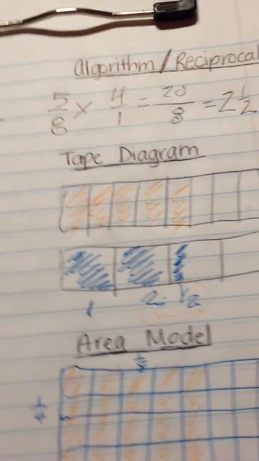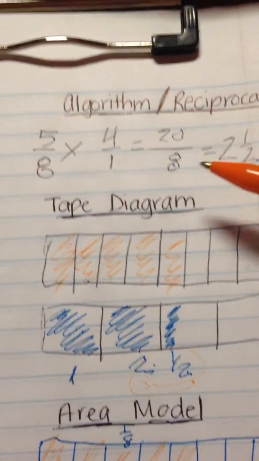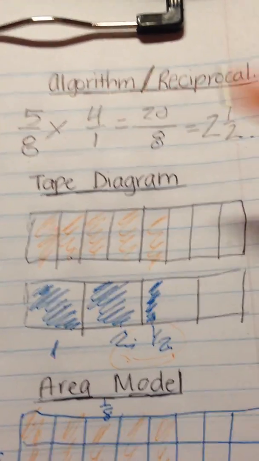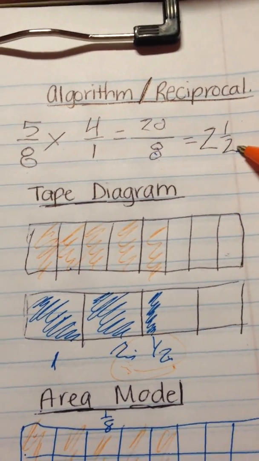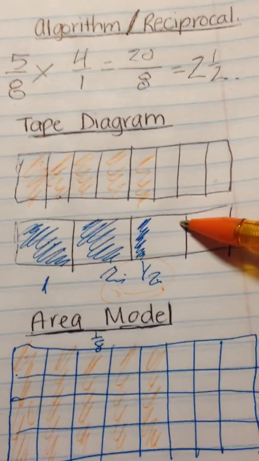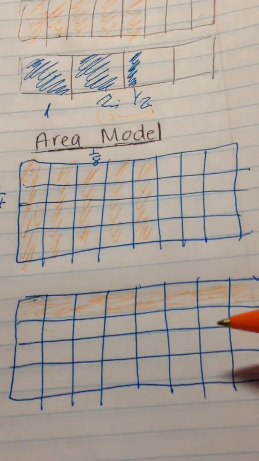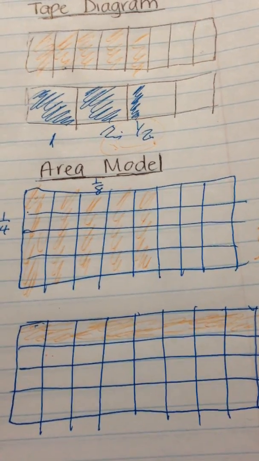So when you do your CFA, just remember you can use the algorithm, which is the reciprocal method, and you can use either the tape diagram or the area model to solve, and you should be fine.